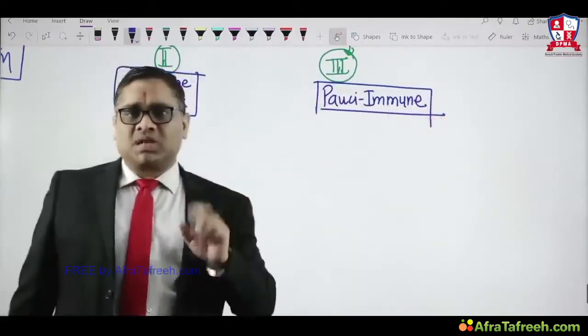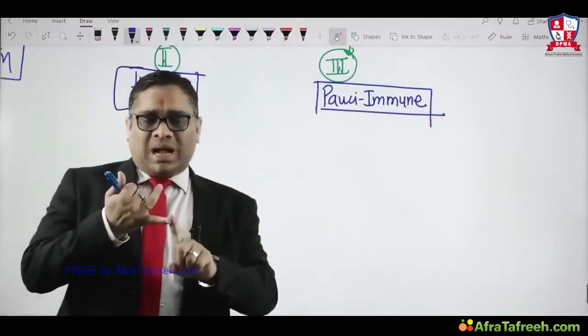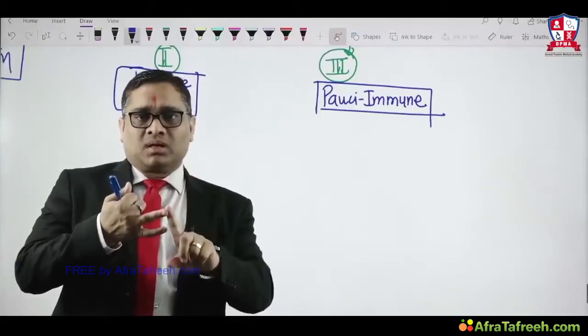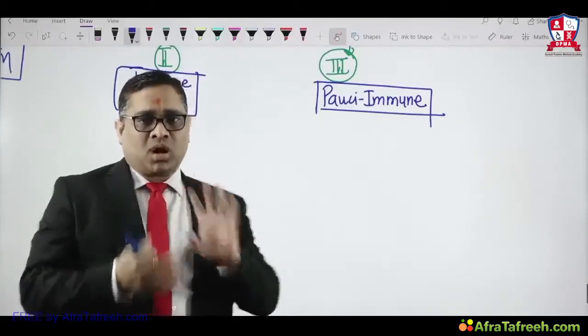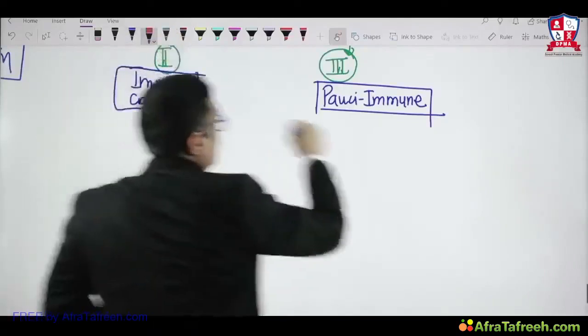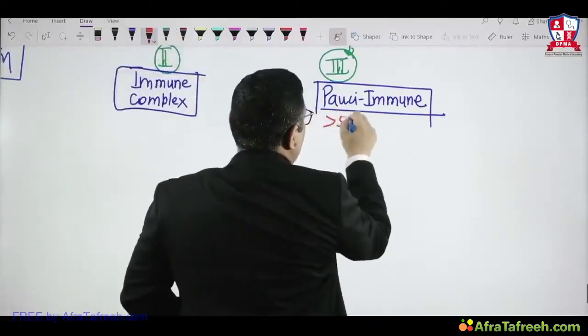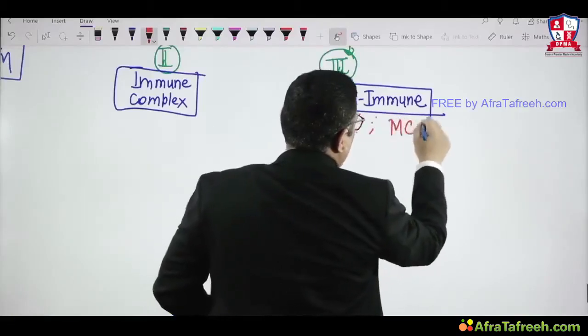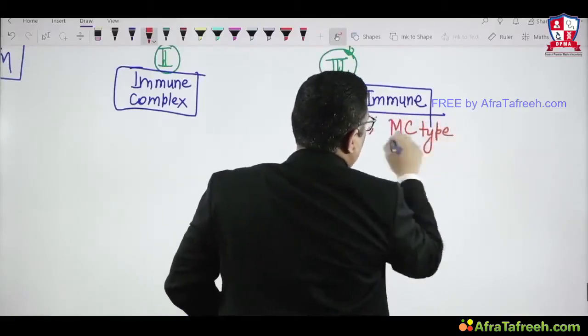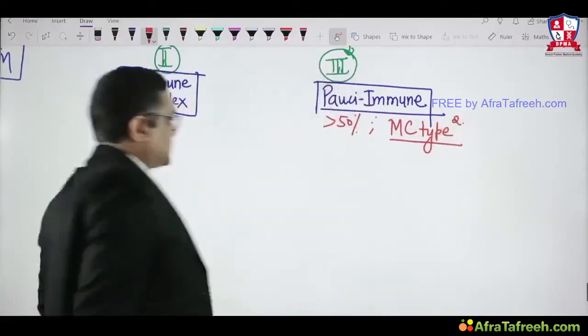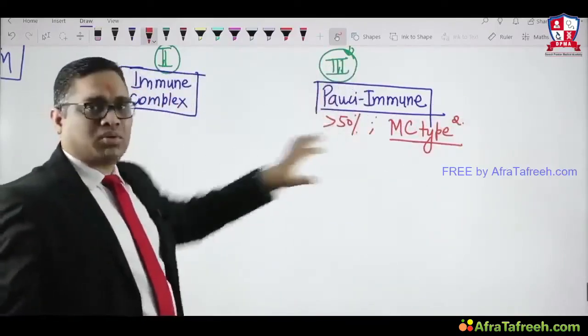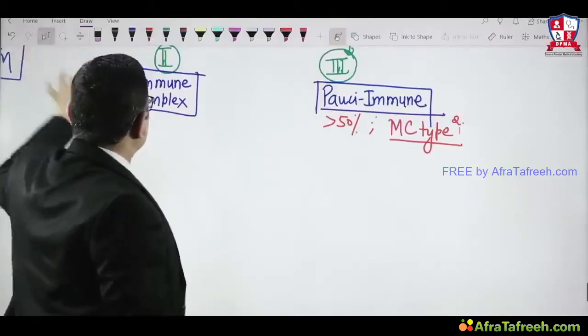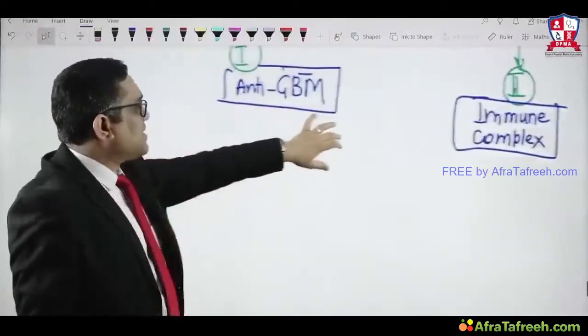So three pathological classification. What? Anti-GBM, immune complex, pauci-immune. Out of these three, which is most common type? So remember, this is present in more than 50% of the cases, and this one is the most common type of RPGN, right? So that is another important question which examiner asks. Most common type is type 3, pauci-immune, right? We will discuss one by one, right? First, we will talk about anti-GBM.